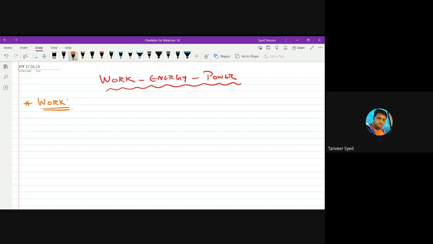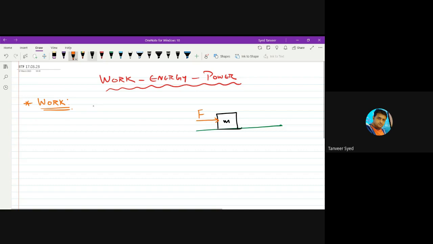That force can be gravitational force, friction force, tension, weight, or spring force. Any force can do work. And that too, it's not just that a force acts on a body and work is done. For work to be done in physics, the condition is this: let us say we have a body of some mass m, and on this body we are applying a force F. An external force F is applied on the body.